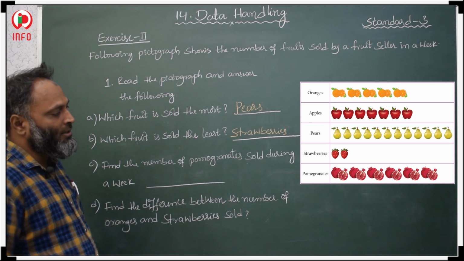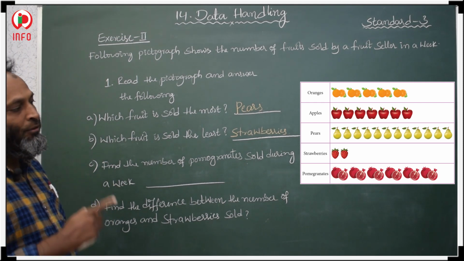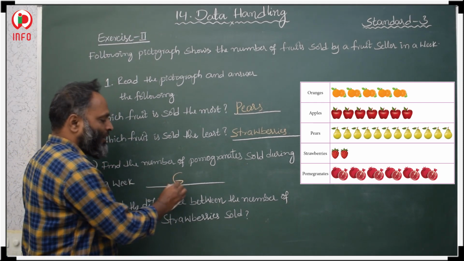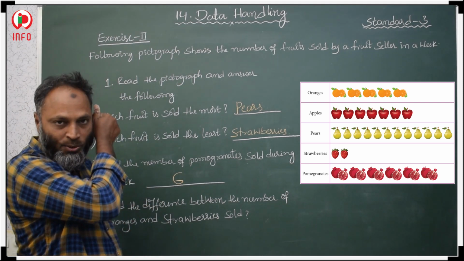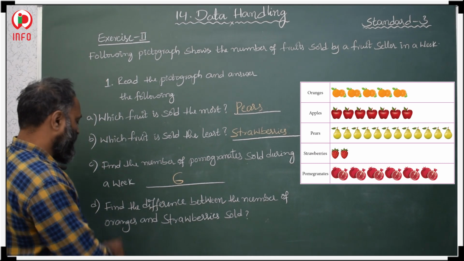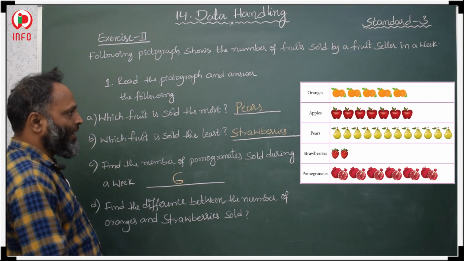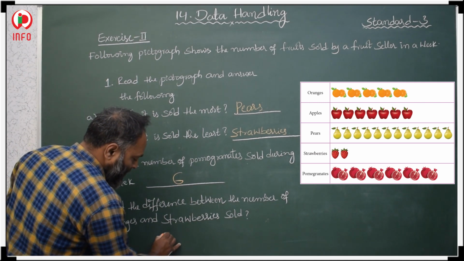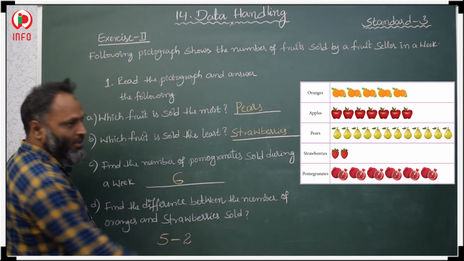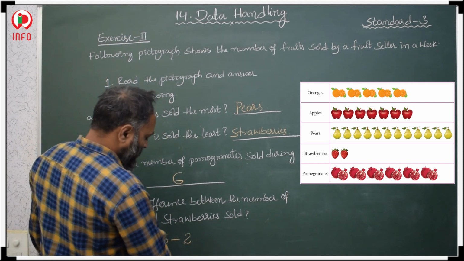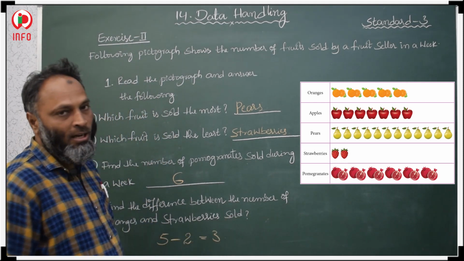Then find the number of pomegranates sold during a week. Once you count in the last column, how many pomegranates are there? 1, 2, 3, 4, 5, 6. 6 pomegranates. Don't count half of pomegranates. So 6 pomegranates he sold in a week. Then in the last, find the difference between the number of oranges and strawberries. 5 oranges minus 2 strawberries. Oranges minus strawberries, 3. So these are our answers.